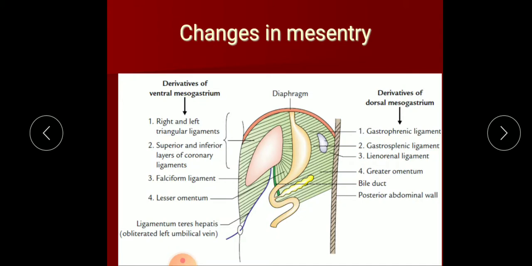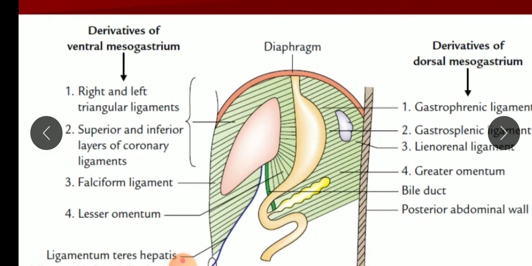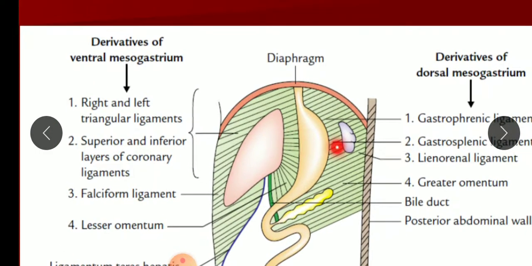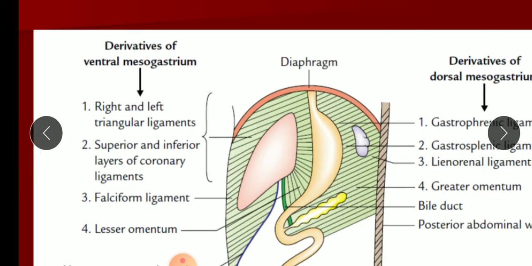Now what happens? I have already mentioned to you that you have got two mesogastria. Mesogastrium means connecting the ventral border and the dorsal border. Of course, changes occur when there is rotation. To the anterior and posterior abdominal wall, you find the ventral mesogastrium and the dorsal mesogastrium developing. So look at that. This is the region of the lesser curvature. This is the region of the greater curvature. So connecting the lesser curvature towards the anterior abdominal wall, you have got the ventral mesogastrium. The other part is the dorsal mesogastrium.